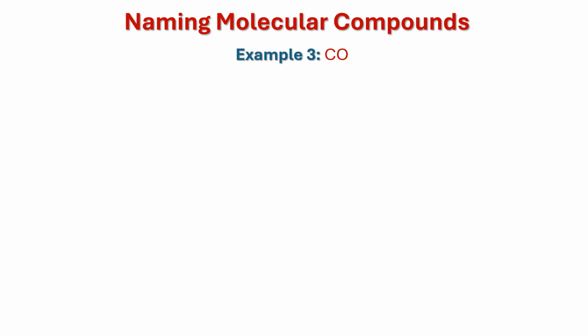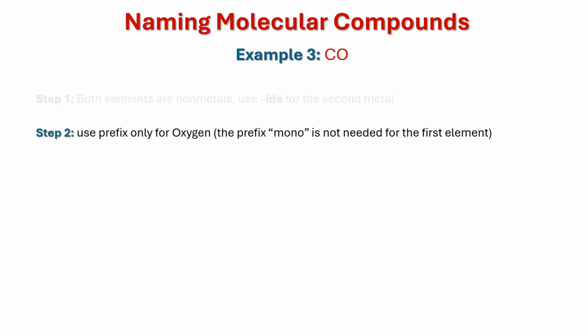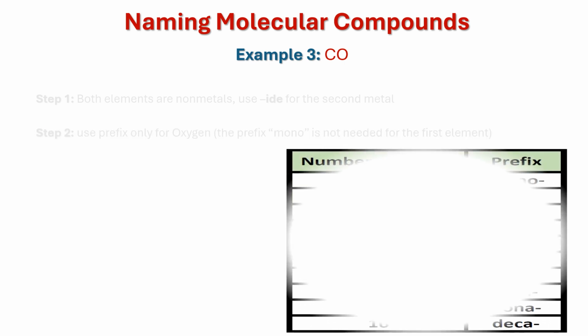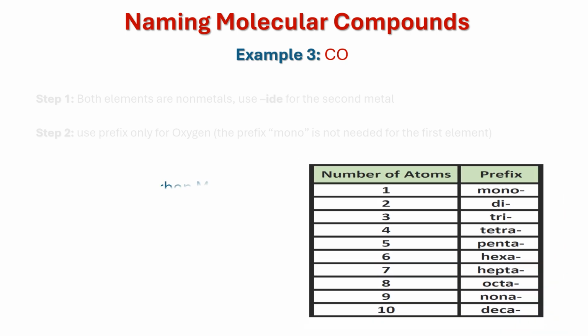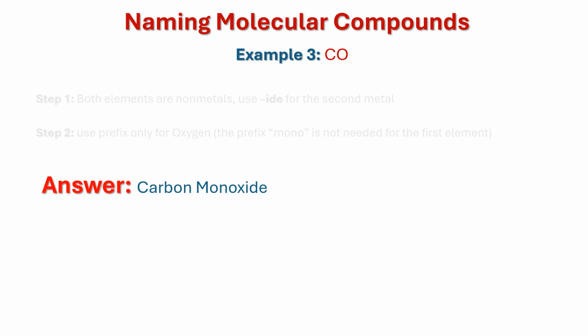Example number three, CO. These are both nonmetals. The first one will keep its normal name, and the second one, oxygen, will change the suffix or the ending to ide. We use a prefix only for oxygen because we have one oxygen, it's the second one, but carbon, which is the first nonmetal, we do not use the prefix mono for it. So we have one oxygen, the prefix should be mono. Therefore, the name for this compound here is carbon monoxide, mono for one.